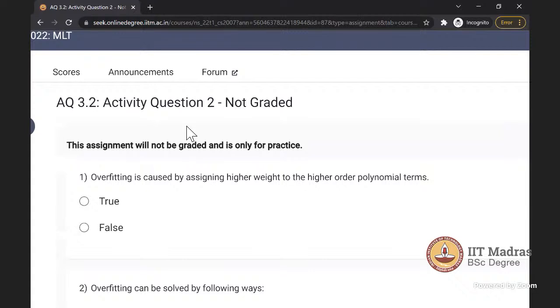Question number 1. Overfitting is caused by assigning higher weight to the higher order polynomial terms, whether it is true or false.